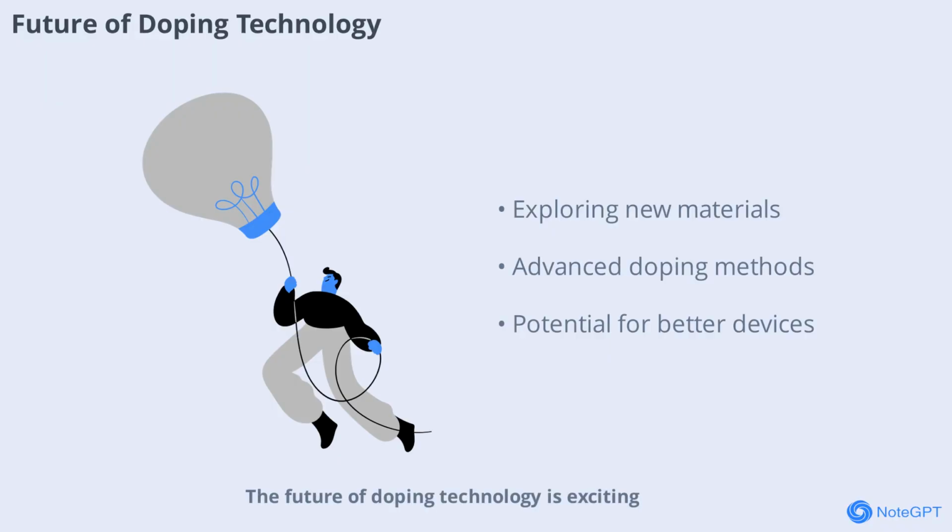The future of doping technology is exciting. Scientists are exploring new materials such as graphene and other two-dimensional semiconductors that could offer even better performance. Advanced doping techniques like atomic layer deposition are being developed to create ultra-thin and precisely controlled layers. These innovations could lead to faster, more efficient, and more powerful electronic devices in the years to come.